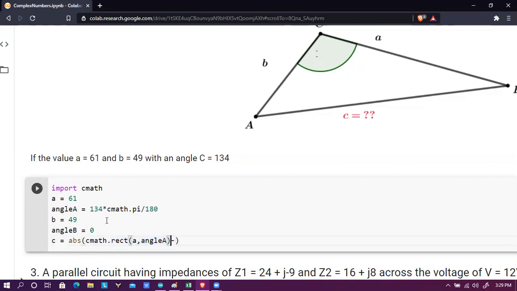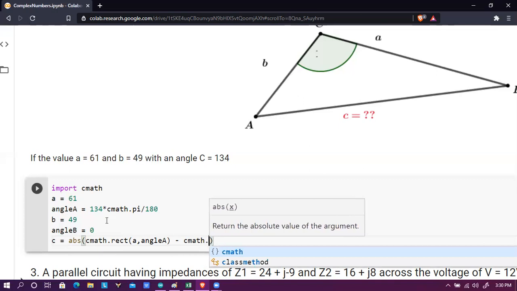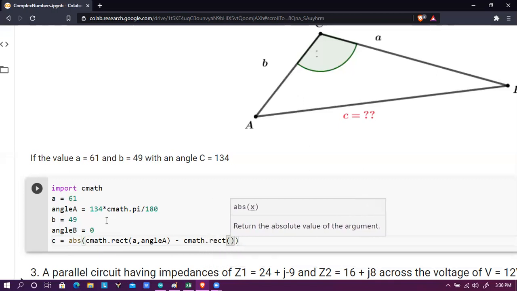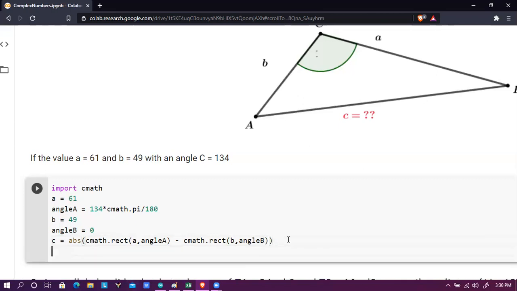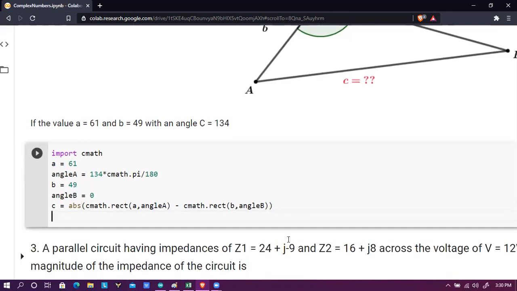So minus, take note, we have cmath.rect of your magnitude B with an angle of 0. Actually, that is the angle of 0, angle B. Now, to be general, let's call this one your angle B, and not 0. So abs here is the absolute value, that is the magnitude of your C.